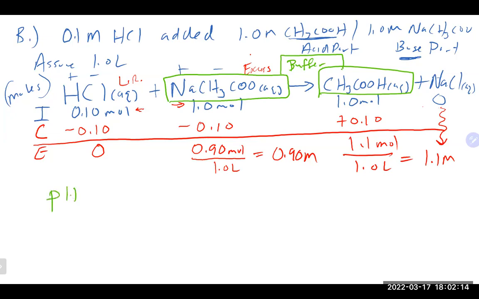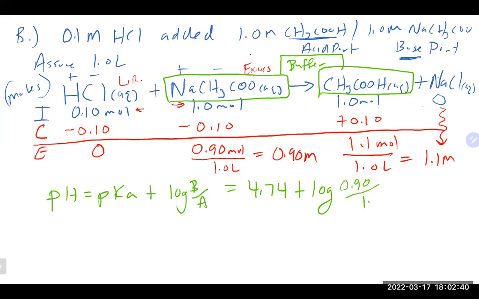I'm going to go with the pH is equal to pKa plus the log of the base over the acid. It is still acetic acid that we're dealing with, which means the pKa value is the same as what we had before, which is that 4.74 number, plus the log of the base, which is still our sodium acetate, which means our 0.9 should go up on top, and our acid on the bottom, which is 1.1. All right.